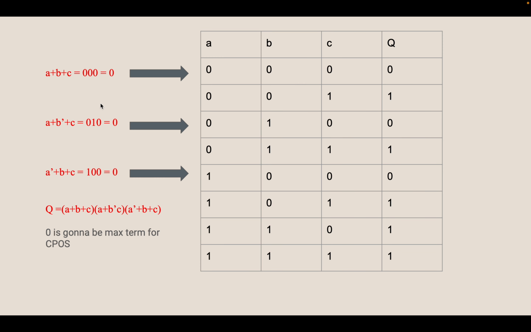When we plug it back in, you can see that it reflects back to our truth table at the beginning. And 0 is always going to represent maxterms in this equation.